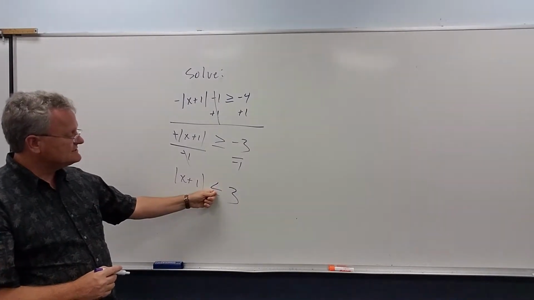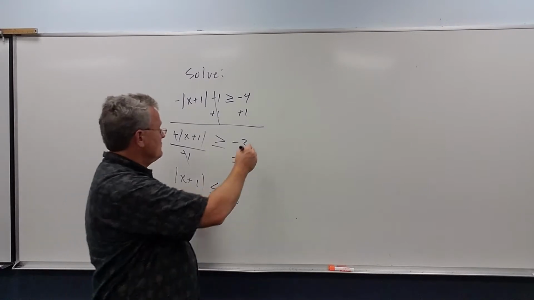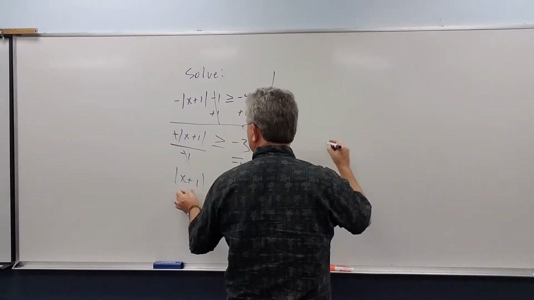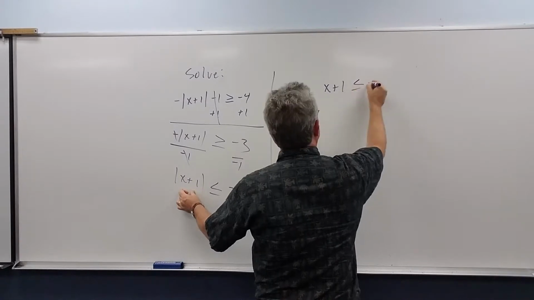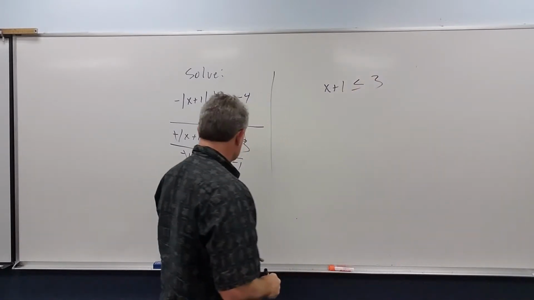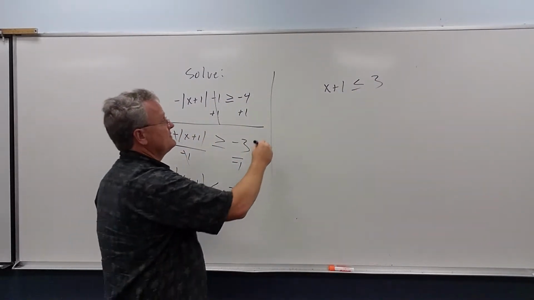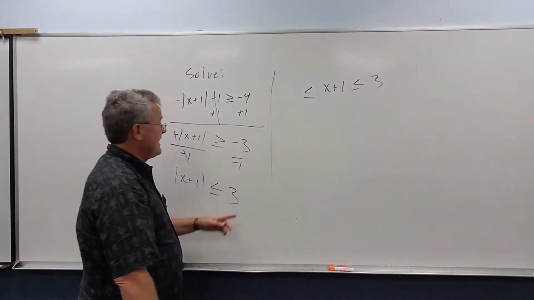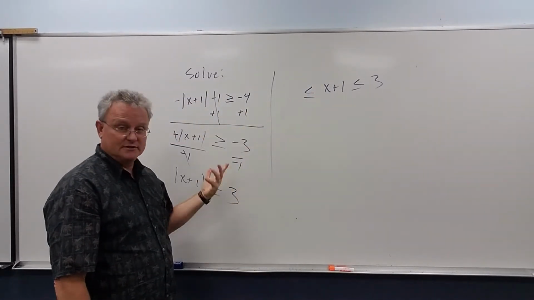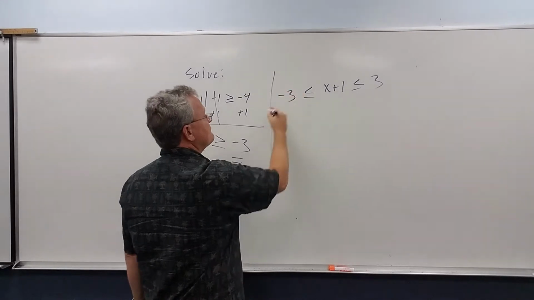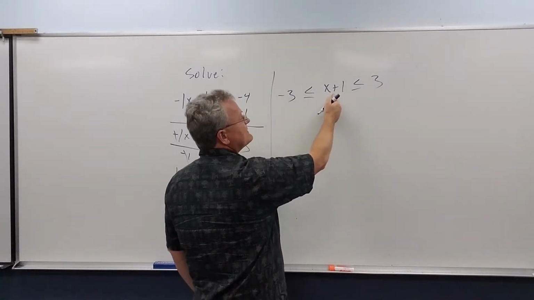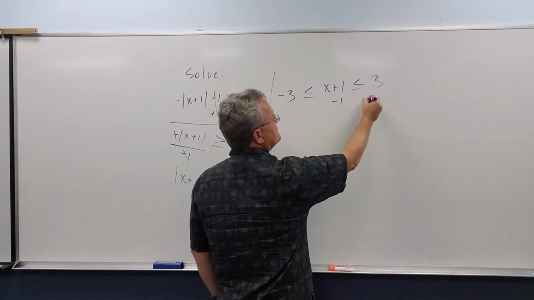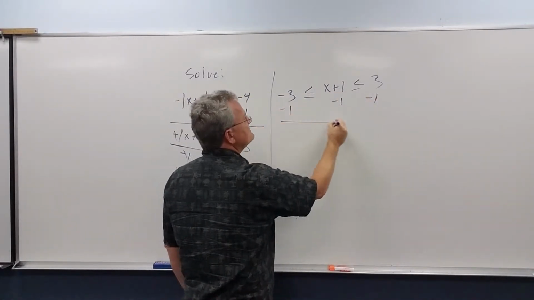Now that we have a less than type inequality, what do we do? We drop the absolute value, x plus 1 is less than or equal to 3. Repeat the inequality symbol. And on this side, just put the opposite. The opposite is -3. And then we just solve this. To get x by itself in the middle, we subtract 1 from all three sides.